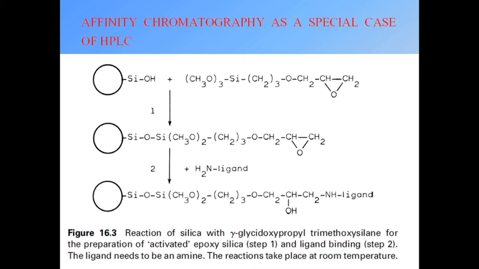Step 1. Here, this step 1 is the reaction of silica with gamma-glycidoxypropyltrimethoxysilane for the preparation of activated epoxy silica, and ligand binding, that is the second step, this NH2 ligand binding. In step two, the ligand needs to be an amine. The reaction takes place at room temperature.